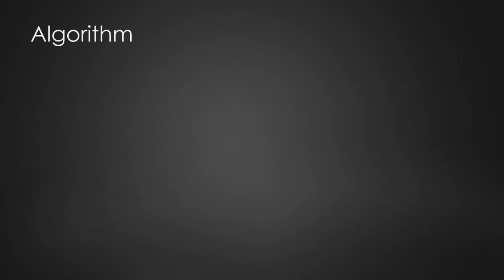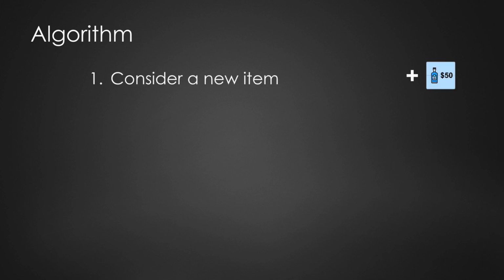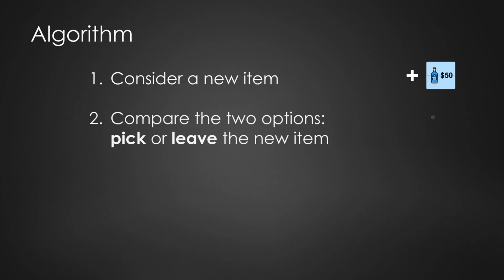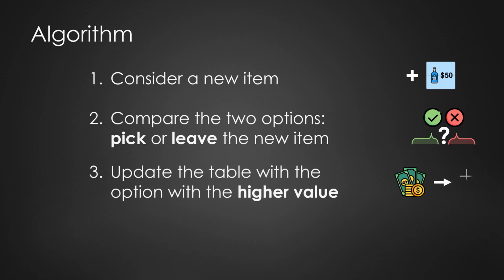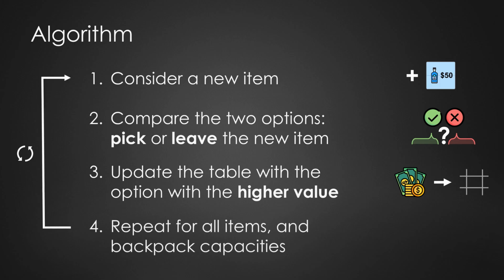Let's quickly summarize the approach we have taken. After filling out the initial entries of the table, the algorithm works like this. First, we consider a new item. Next, we compare the two options, pick or leave the new item. To achieve this, we make use of the previous results in the table. Then, we update the table with the option with the higher value. And finally, we repeat this process for all the items and for all the backpack capacities.